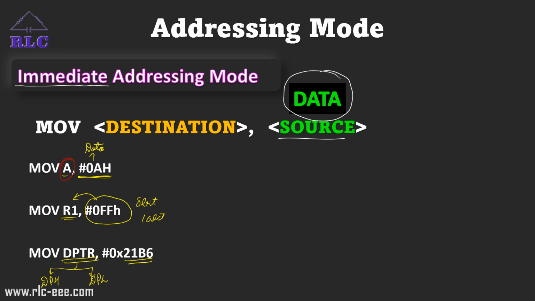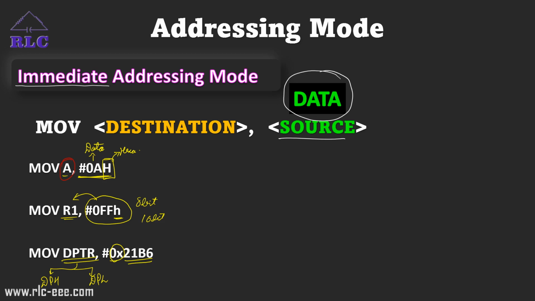Now, if you observe here, in the first instruction we have used #0AH. This H indicates it's a hexadecimal number. The capital H indicates it's a hexadecimal number. And there is one more notation which we can use, small h. Or else we can write before the number 0x. 0 with small x indicates this is a hexadecimal number.